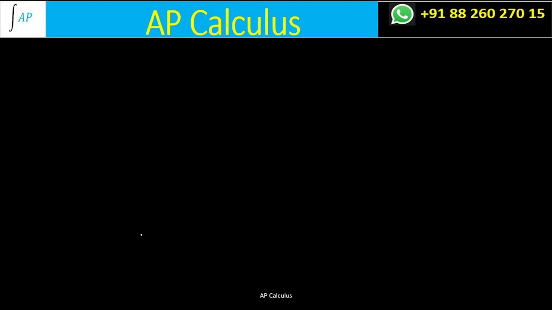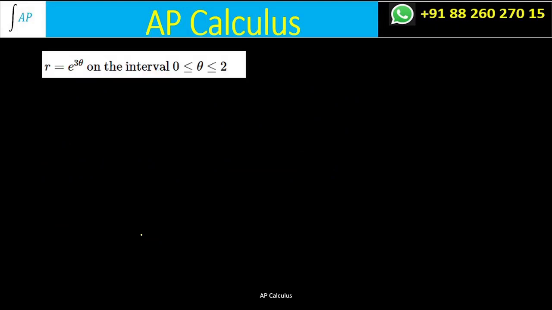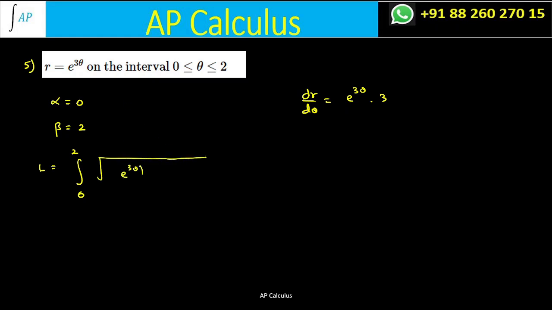Now similarly, let's see the last question over here. That's about the e power 3 theta. This is question number 5. So here r is equal to e raised to the power of 3 theta. So we can say alpha is equal to 0 and beta is equal to 2, right? Now what is dr over d theta? If you differentiate e to the power 3 theta, that is e to the power 3 theta times 3. So now the length of the arc will be the integral from 0 to 2 of the square root of e to the power 3 theta whole squared plus 3 times e to the power 3 theta whole squared.